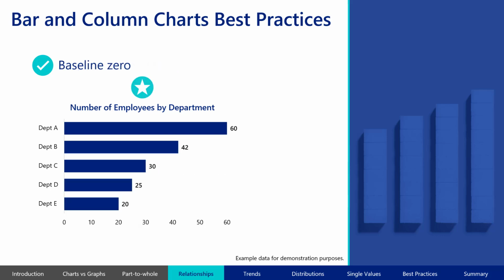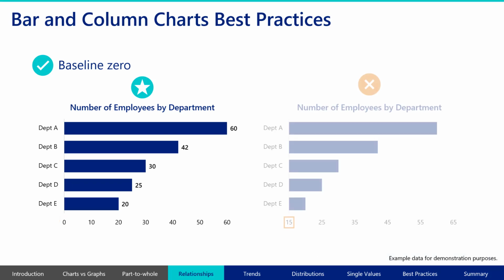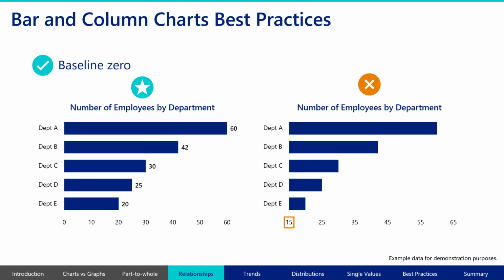Therefore, the axis displaying the values should start at 0, or a 0 baseline, to avoid distortion. Starting the baseline at a number other than 0 can distort the perspective, causing differences to appear larger than they are and lead your audience to draw the wrong conclusion.